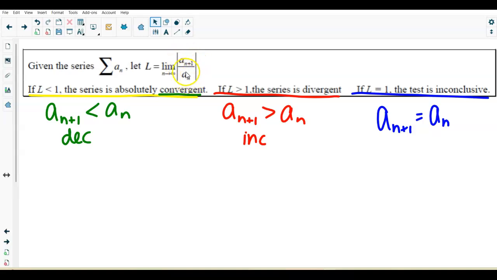If our numerator is greater than our denominator, meaning our term is actually increasing as we list them out, if we get greater than 1, it's going to diverge. And then if we get the limit as 1, it's inconclusive. Now notice this does have the absolute value here, so we want everything to be positive when we're testing our limits. So that's what our ratio test is. Do our next term divided by our current term.